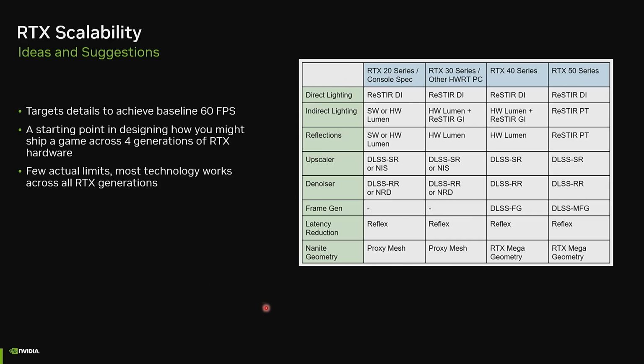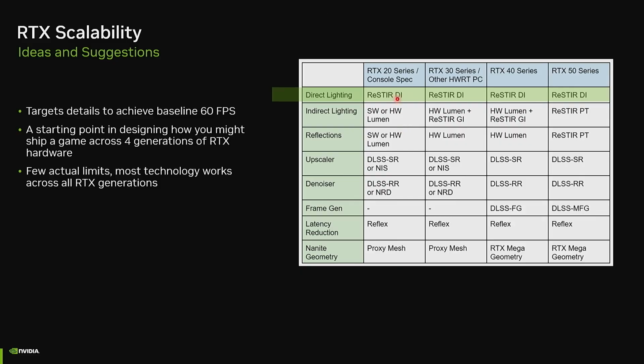So stepping through this, if you look at direct lighting, for example, you could use ReSTIR DI across the whole stack. And note up here, I'm sort of saying high-end console is roughly equivalent to 20 series. Other hardware RT PC is roughly 30 series, but there's a lot of variation there, so that's just a starting point. But if you're just doing path trace direct illumination, you can use it across the whole stack.